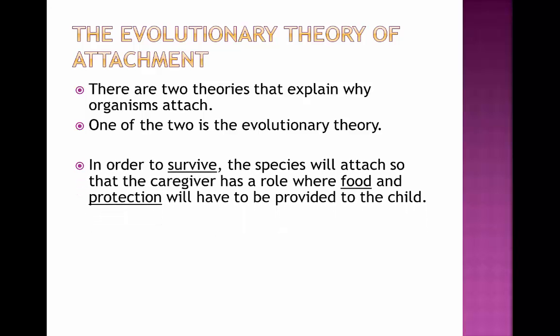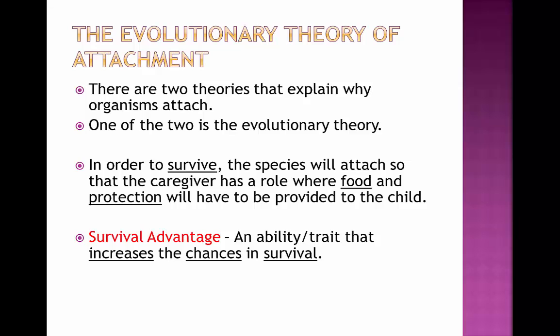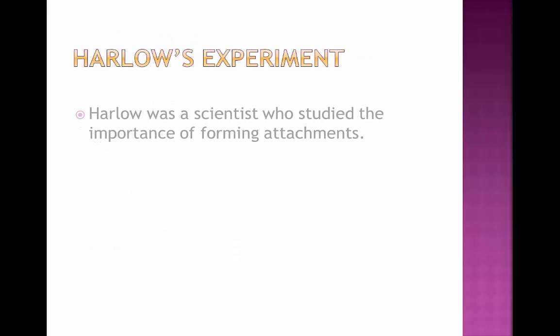In order to survive, the species will attach to a caregiver because that caregiver can provide them with protection and food, which will give them a survival advantage. A survival advantage is basically an ability or a trait which is going to increase the chances of survival for that organism. So what did Harlow do to show this?